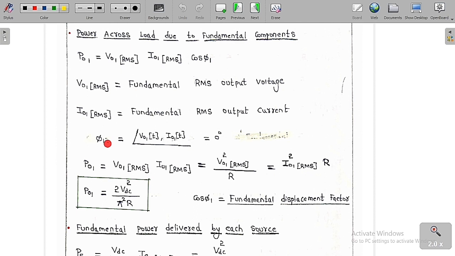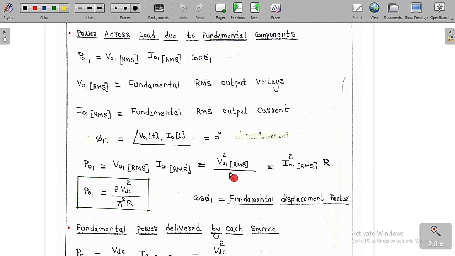Phi 1, as I have already told you, is the phase angle between the fundamental component of the output voltage and the fundamental component of the output current. Because it is a resistive load, there is no phase difference, so it is 0 degrees. Substituting cos 0 is 1, so it is the RMS value of the fundamental output voltage into the RMS value of the fundamental output current. You can go with a simple relation: the square of the fundamental component of the output voltage by R, or the square of the RMS value of the fundamental current into R.